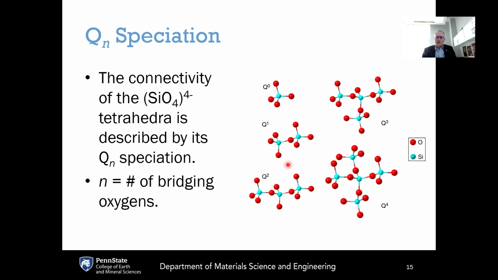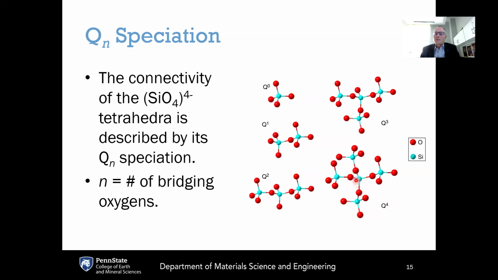And that brings us to the way to quantify this, which is called Qn speciation. Qn, where this n indicates the number of bridging oxygens for a given tetrahedron. Sometimes you'll see this expressed as a subscript, sometimes as a superscript. There's not really a standard way of describing this in the community. But regardless of where you put it, the little n represents the number of bridging oxygens.